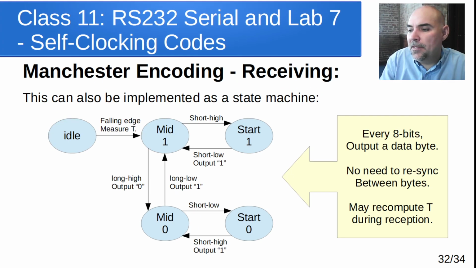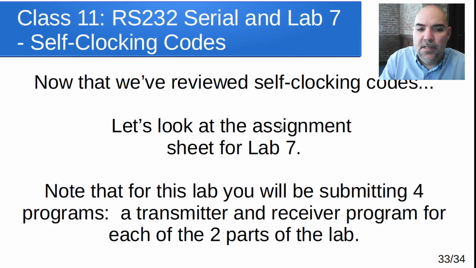Okay, so going back to the presentation, that's it. We reviewed self-clocking codes a little bit. We looked at the assignment sheet. A note for this lab, though: you are going to be submitting 4 programs, a transmitter and receiver for part 1, and a transmitter and receiver for part 2. So make sure when you save these or work on them, you don't accidentally save over the top of the previous one. To submit those, just make a zip file and call them something like Lab 7 Part 1, Lab 7 Part 2, or Lab 7A, Lab 7B, something like that to keep them straight, and then put them all in a zip file and submit that whole zip file.